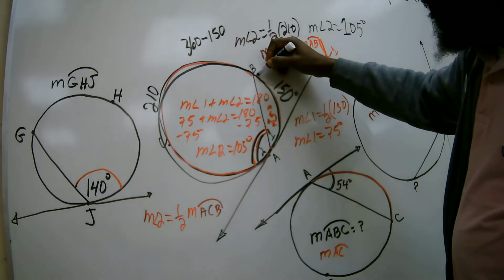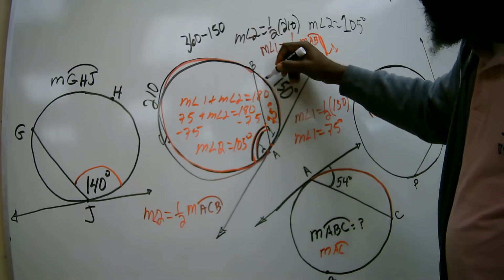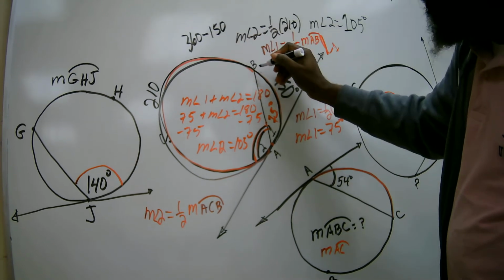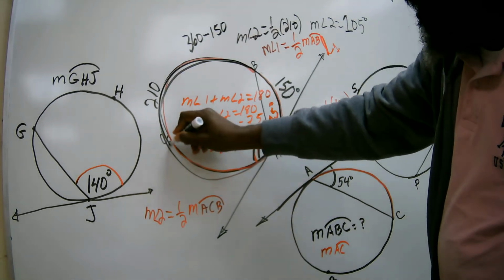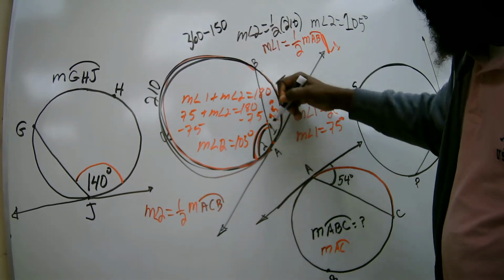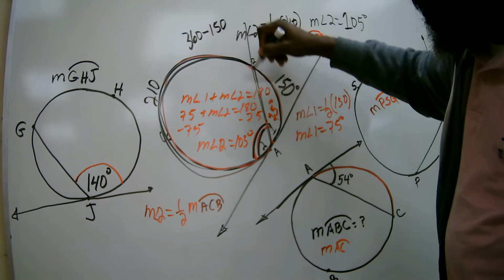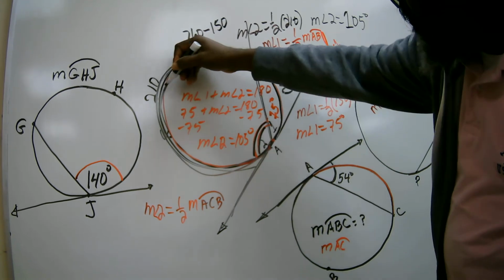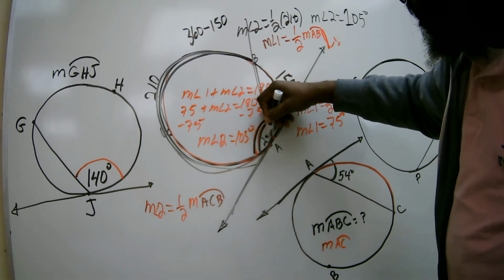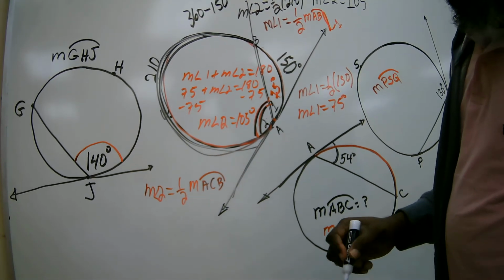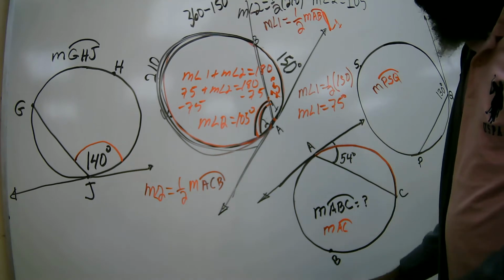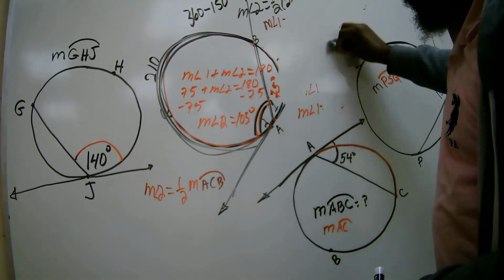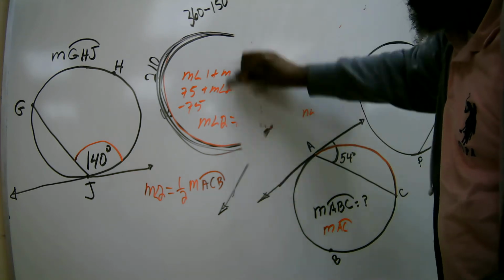Since I know arc BA is 150, I can subtract 150 from 360 to find the other arc, which will give you 210. Then the angle that is formed with that intercepted arc is half of 210. Then you're done. So this is one of the easiest concepts in geometry, as long as you follow those guidelines.